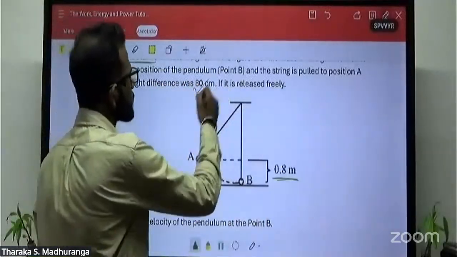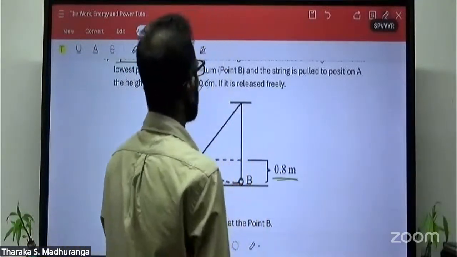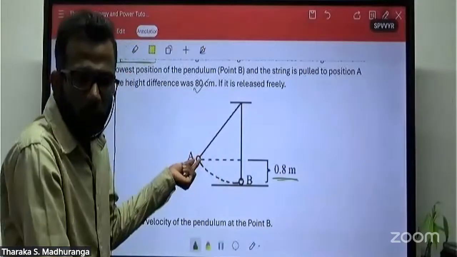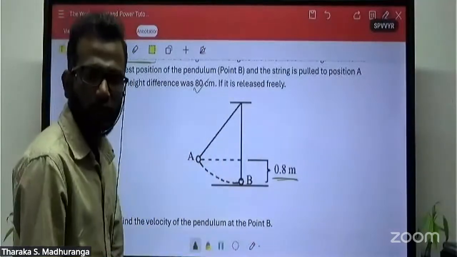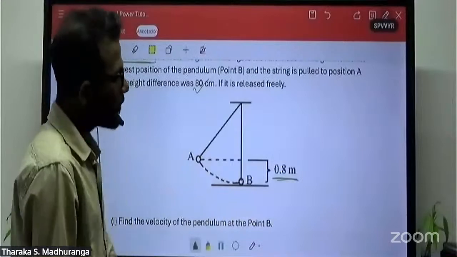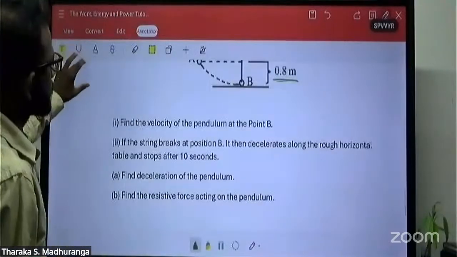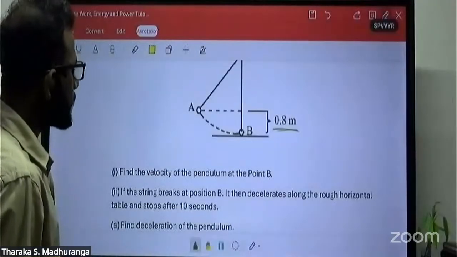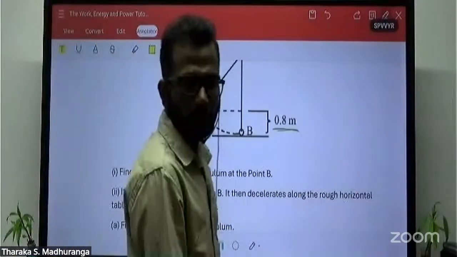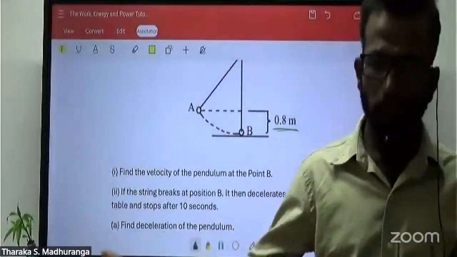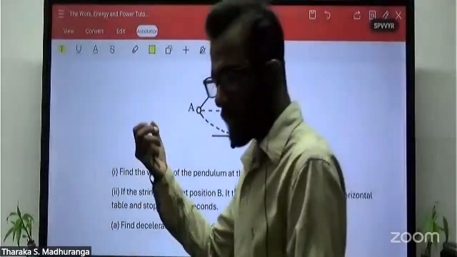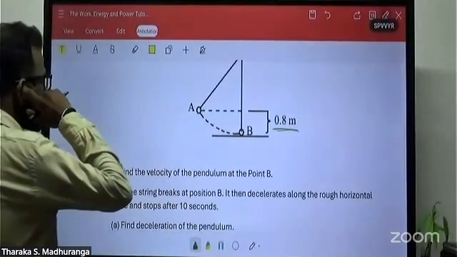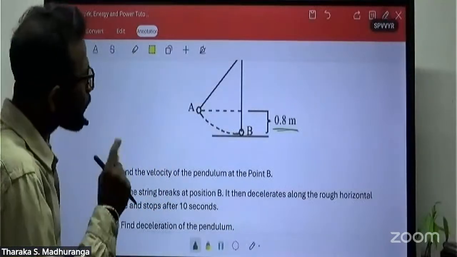That's correct. Now if I release it freely from point A, find the velocity of the pendulum at point B. That's a closed system, with no other factors affecting it.